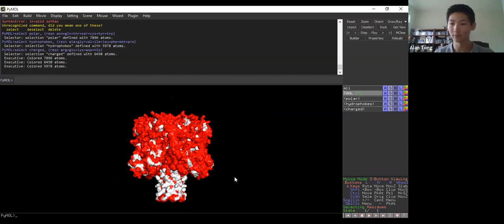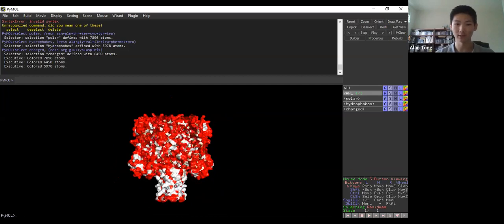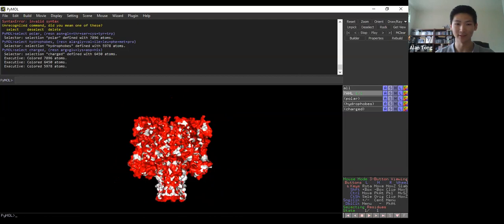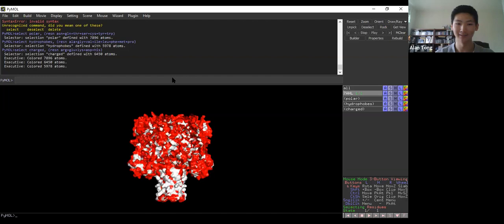There's also a thing where you can press shift and right click, and you can look at a cross section. So let's do that. You can look at a cross section through this, right? And you can see how it's hydrophobic along the interior of this, right? This is the surface of the molecule.